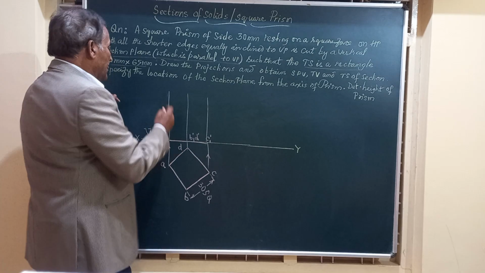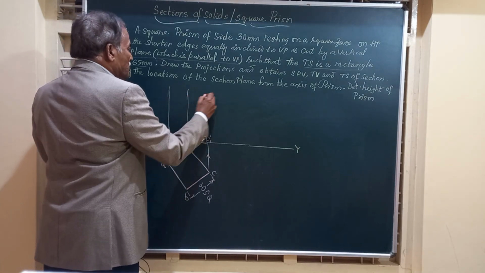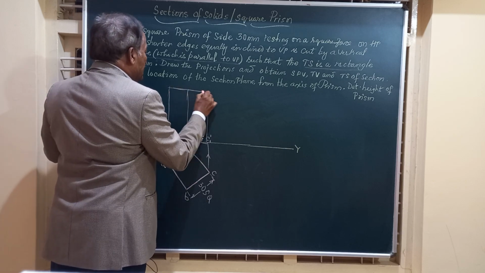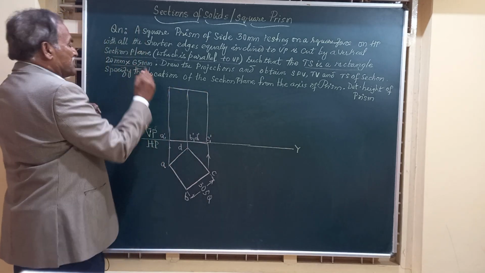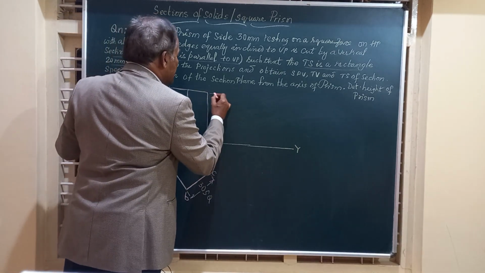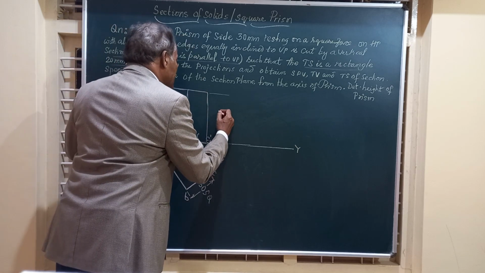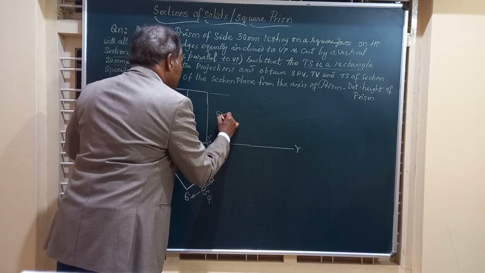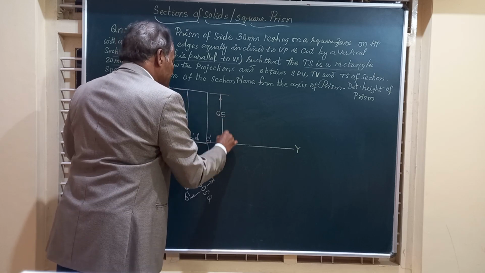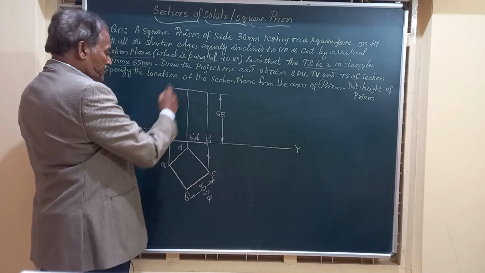So friends, I am going to complete the front view of this figure by taking a height equal to 65 mm. That 65 millimeter is the height of that rectangle in the front view. So write it as 65 mm. After obtaining this 65 mm, let us complete the naming of this.